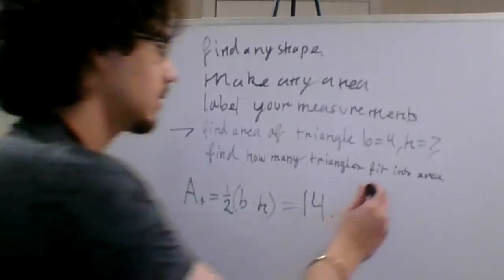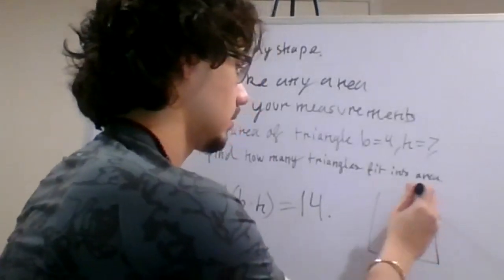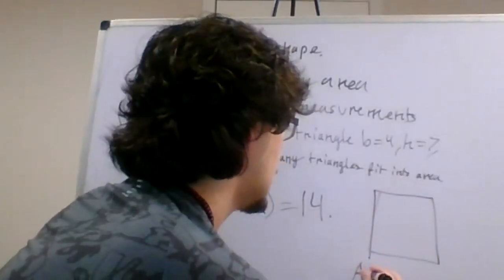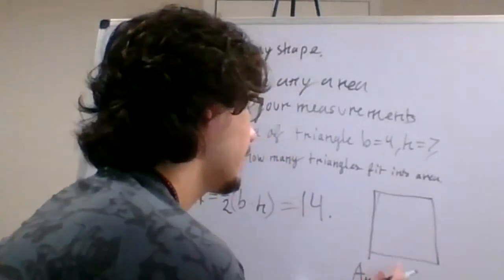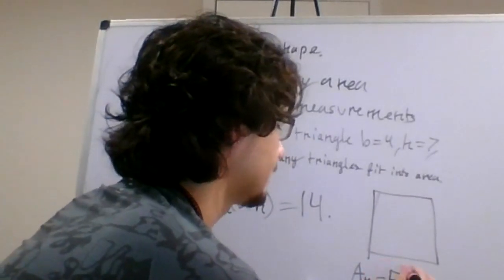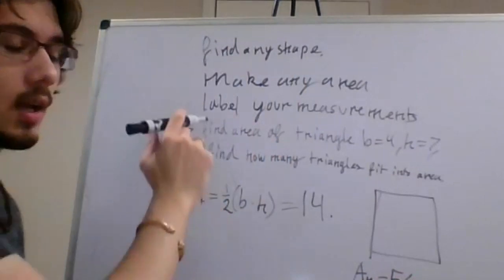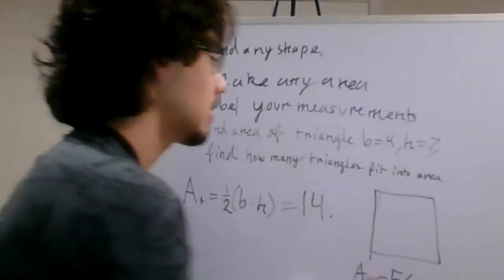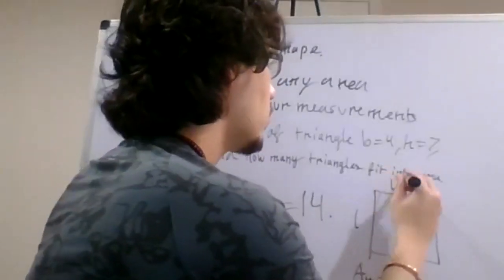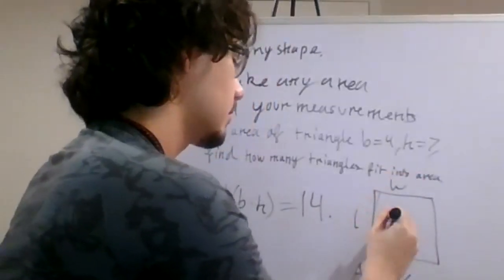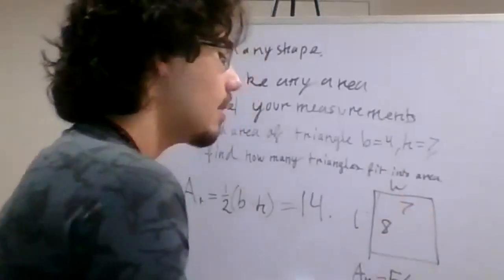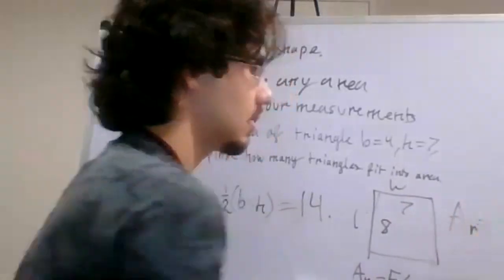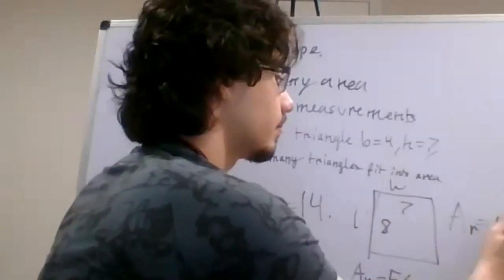The area of my rectangle is 56. So your area is 56, and your length and width is 8 and 7. Very good, because the area of a rectangle is length times width.